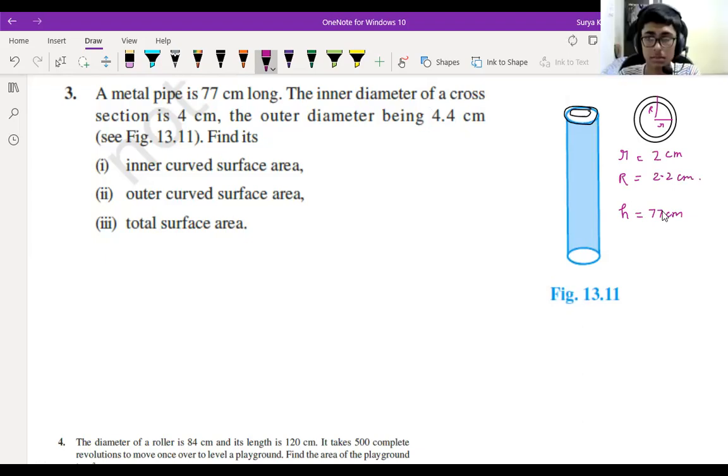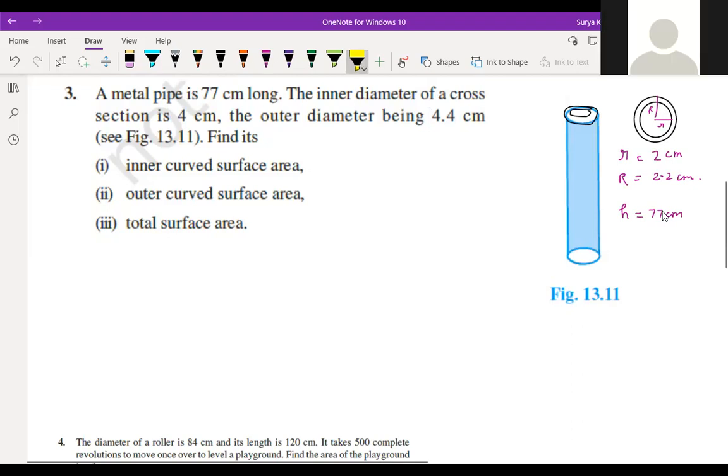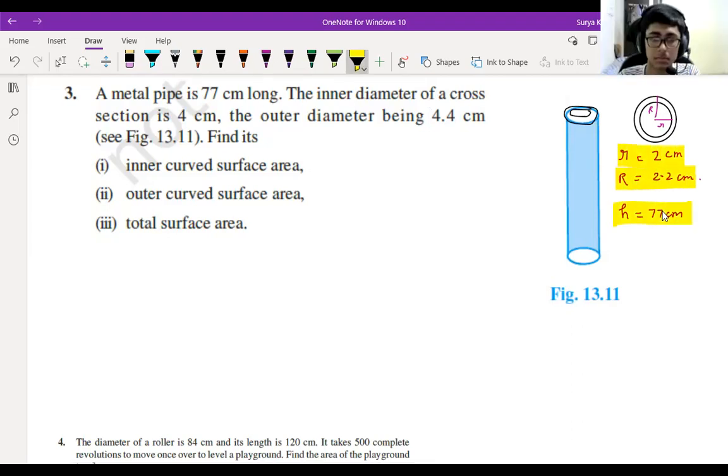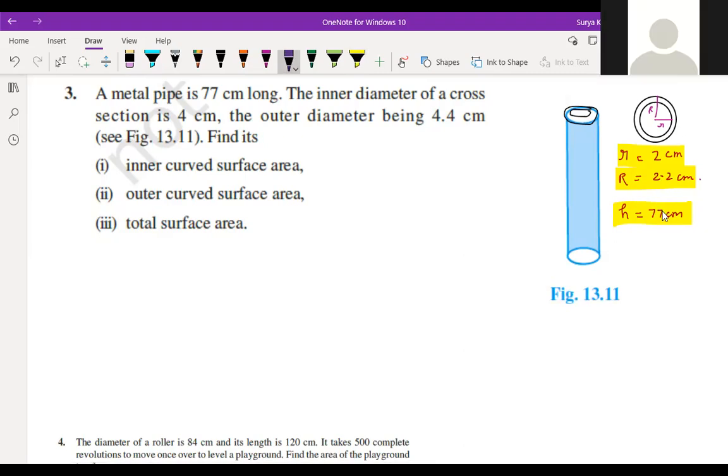Yes, sir. So these three things, r, capital R, and h, are clear to you or not? Is this part clear to everyone? Yes, sir. So, inner curved surface area, children. It means that we are not bothering about capital R, only the inside part. That we should find. So the curved surface area is 2 pi r h. Clear?